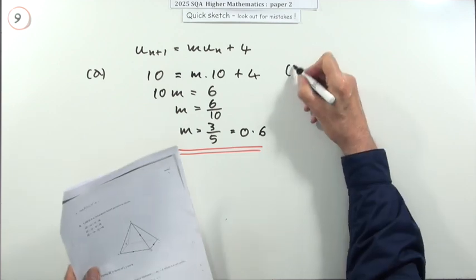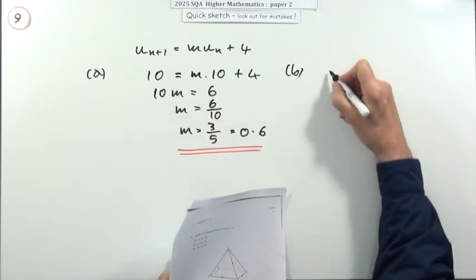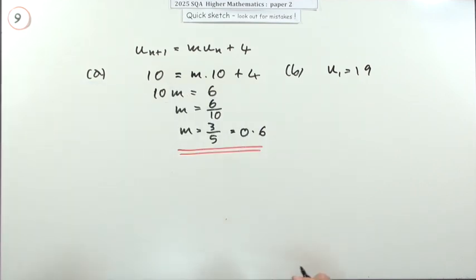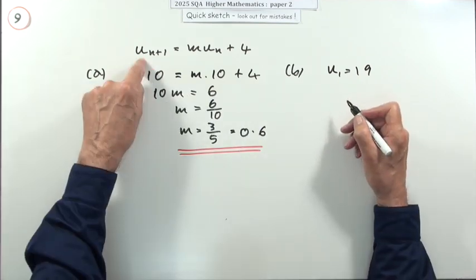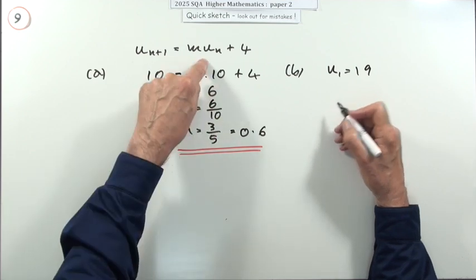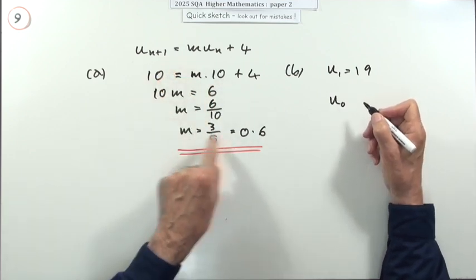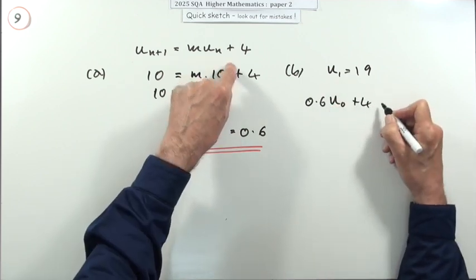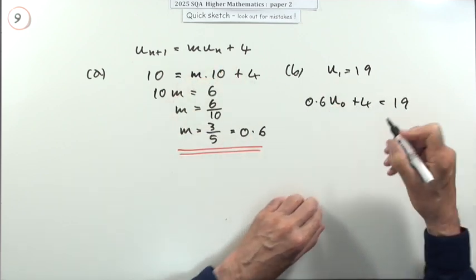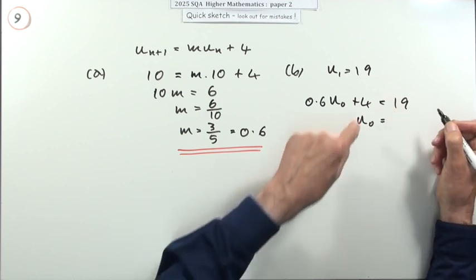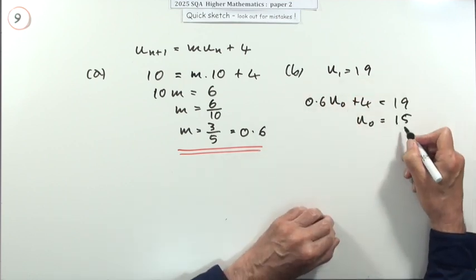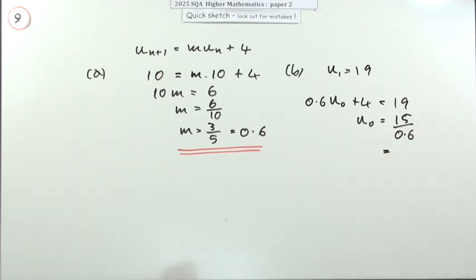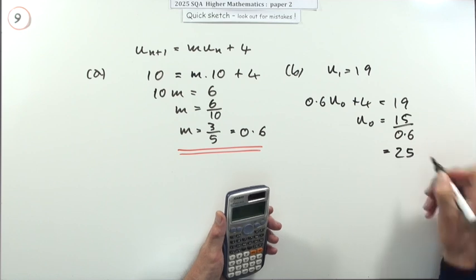Part B, given that U1 is 19, what was U0, the first term in the sequence? Well, that just means your answer is 19. So whatever you put in, we call that U0, you multiply it by whichever of them you want, 0.6, add on 4, and you should get a 19 out as an answer. So another wee equation to solve. We'll just do it in one go. Take the 4 across and subtract, that's 15. So it'll be 15 divided by 0.6, which gives you a 25.